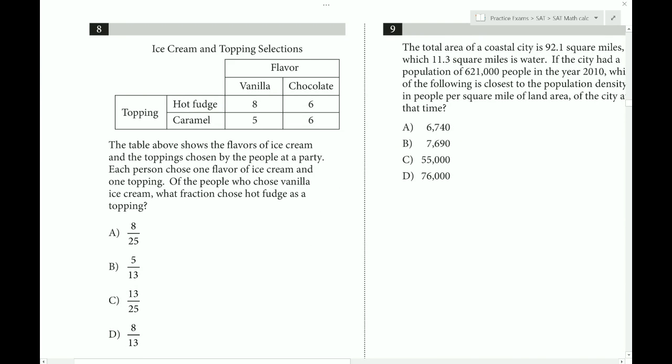Okay, the table above shows the flavors of ice cream and the toppings chosen by people at a party. Each person chose one flavor of ice cream and one topping. Of the people who chose vanilla ice cream, so we're in this category, what fraction chose hot fudge? So 8 out of 13. Notice that the total is not the grand total of everything added together. It says of the people who are in the vanilla column, right? So this is a conditional probability, which means that you have to limit your scope, okay?